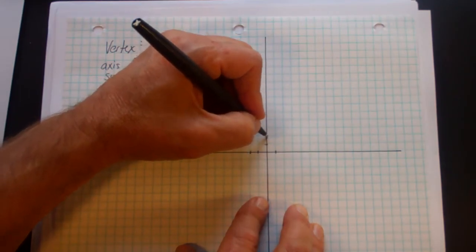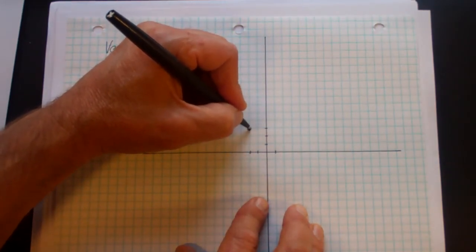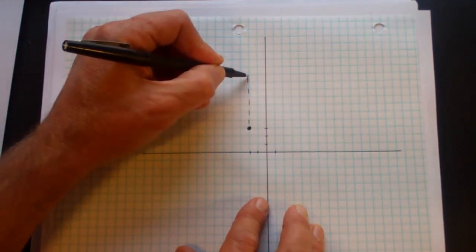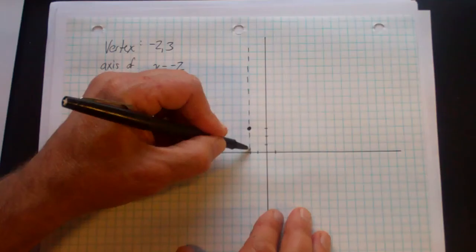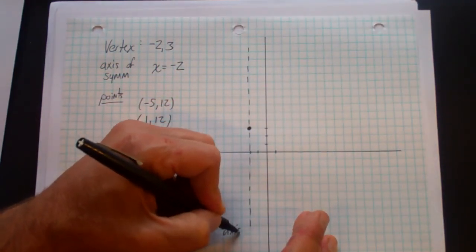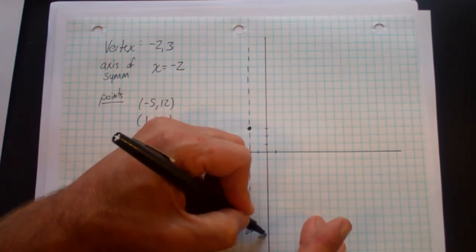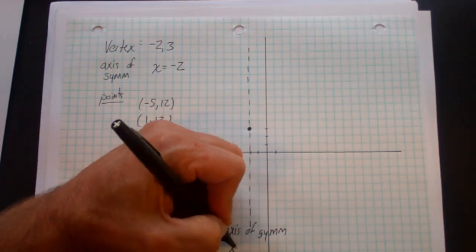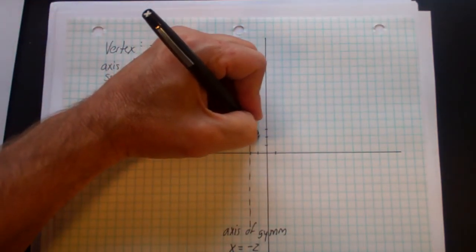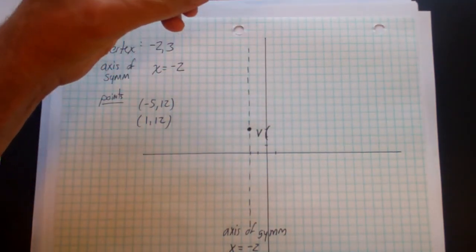Minus 2, 3 goes right here. The axis of symmetry is going to be a vertical line. Traditionally, the axis of symmetry is drawn as a dotted line. It's not actually part of the graph, it's an attribute of the graph. We still want to label it. I label the vertex by putting a V in front of the point and then labeling the point.